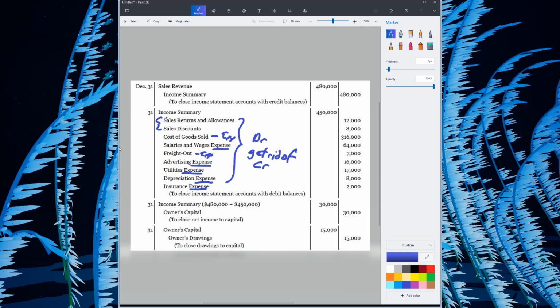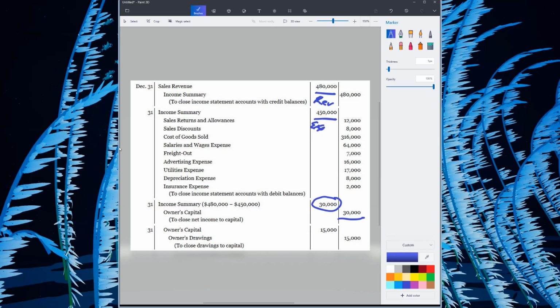So if we took 480, let me get rid of some of it. Maybe it wasn't worth it. If we take the 480 and we minus the 450, in other words, this was all the revenue, and this was all the expenses and the contra accounts, then we would come up with 30. And that's exactly what's in income summary. So in order to close the income summary, we credit it to owner's capital.